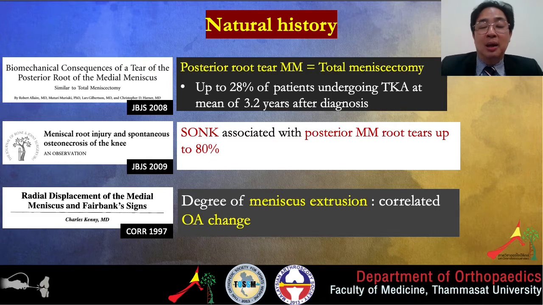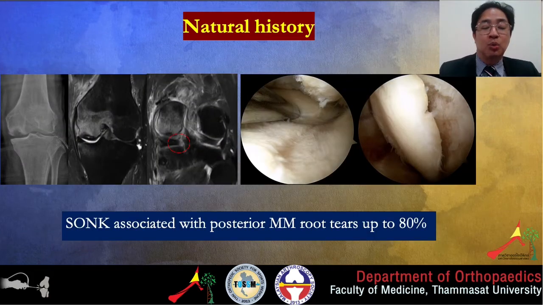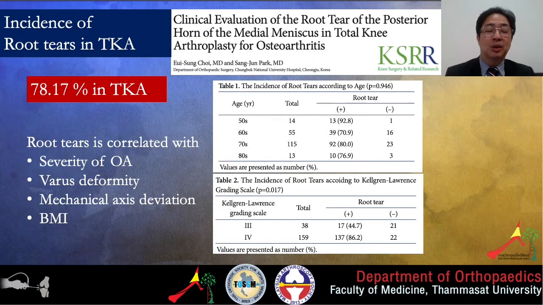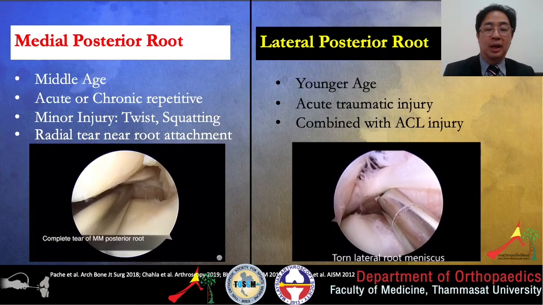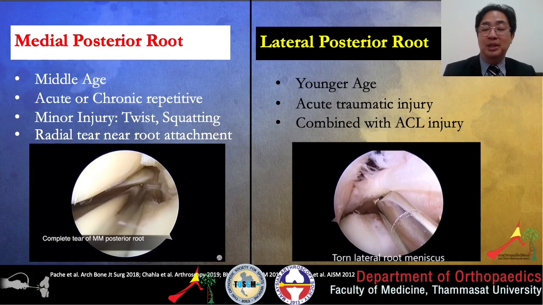JBJS 2009 mentioned the high correlation of osteonecrosis and root tear. They concluded that 80% of osteonecrosis is associated with medial meniscus root tear. This is one of my Japanese patients. She had a root tear and was treated conservatively. 2 years after that, she had osteonecrosis and needed joint replacement afterward. This literature concludes that the incidence of medial meniscus root tear is very high, nearly 80% in primary total knee replacement.